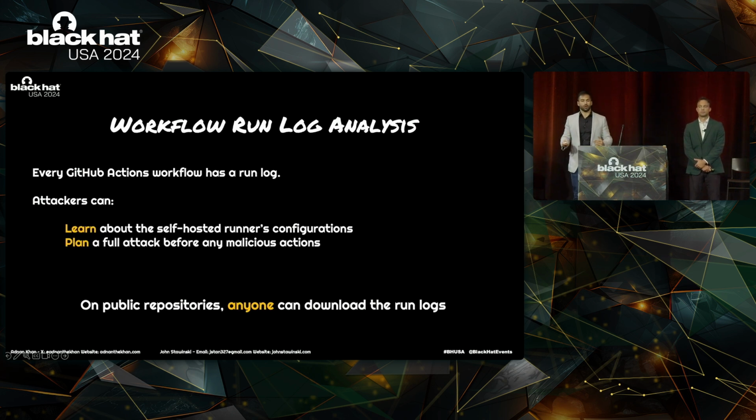Well, let's talk about workflow run log analysis. Every GitHub Actions workflow has a build log. This contains a lot of output on what happens in the build and a lot of contextual information that might not be present when you're just looking at the log in the user interface. When a GitHub repository has a self-hosted runner, there's additional information that someone can gain from that workflow. So if an attacker wants to conduct an attack against a public repository, by looking at the run log, they can learn about how it's configured and have everything they need to plan an attack before they conduct a single malicious action.